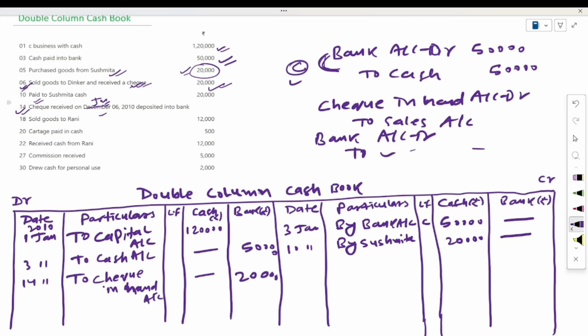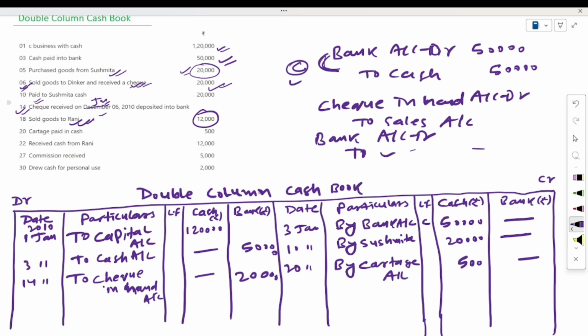Next, sold goods to Rani. Rani is your customer here, a debtor. You are selling goods on credit, not cash. So we will not record this entry in our cash book. Next, cartridge paid in cash. How much? 500. We will pay for the cartridge, by cartridge account, through cash. How much? 500.